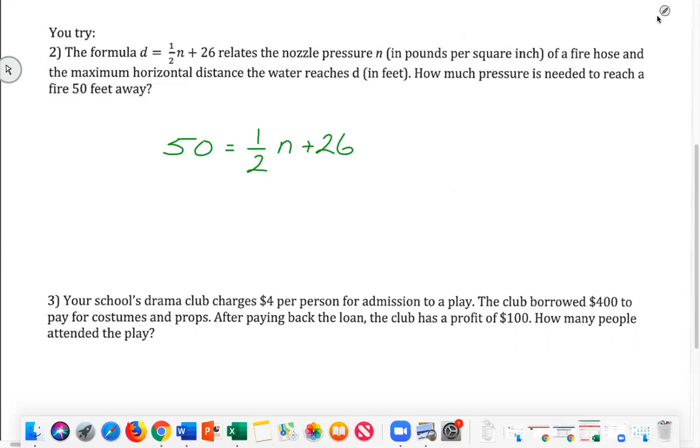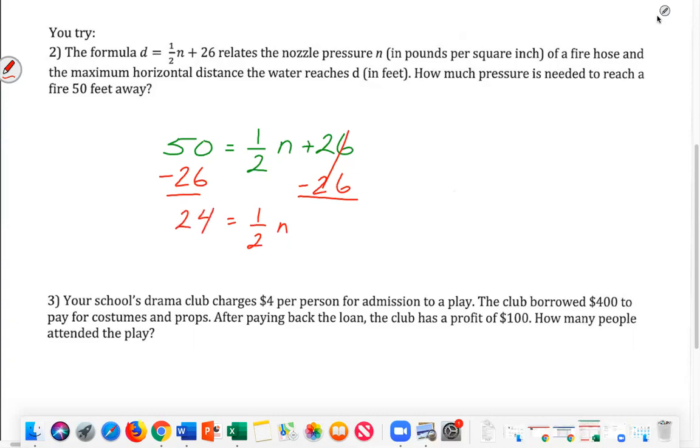Now, Kim, how would we get rid of the plus 26? Do you know? Do you want me to pass it to Maddie? All right, Maddie, what do you got? Yeah, we subtract 26. Not yet. And Ellie. Yes. 50 minus 26 is what? 24.